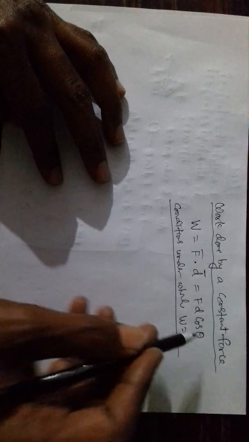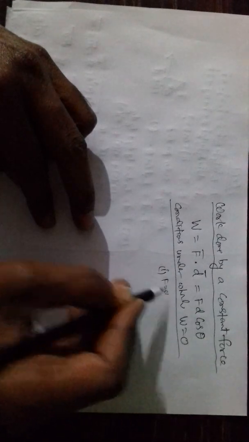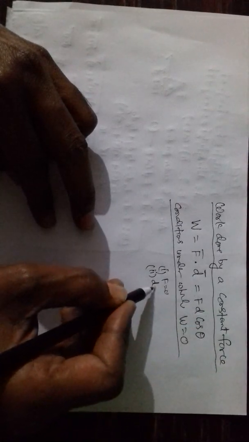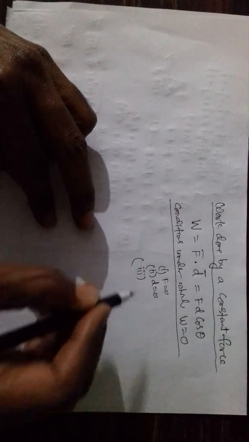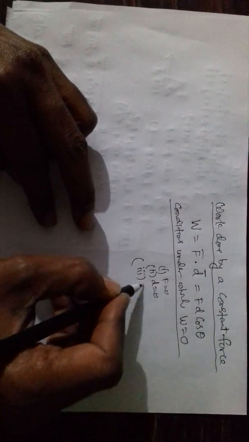See, looking at the definition, you can say one option, if F is 0, then this becomes 0. Second option, if displacement is 0. And third option, if the angle is 90 degrees, because cos 90 is 0. So in the three cases, the work done will be 0.